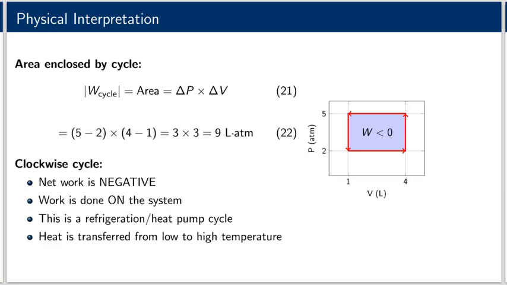So here are the key takeaways. For isobaric process, work equals P into delta V. For isochoric process, work is 0. Cyclic work equals the enclosed area. Clockwise cycle gives negative work, and the sign tells us whether work is done by or on the system.